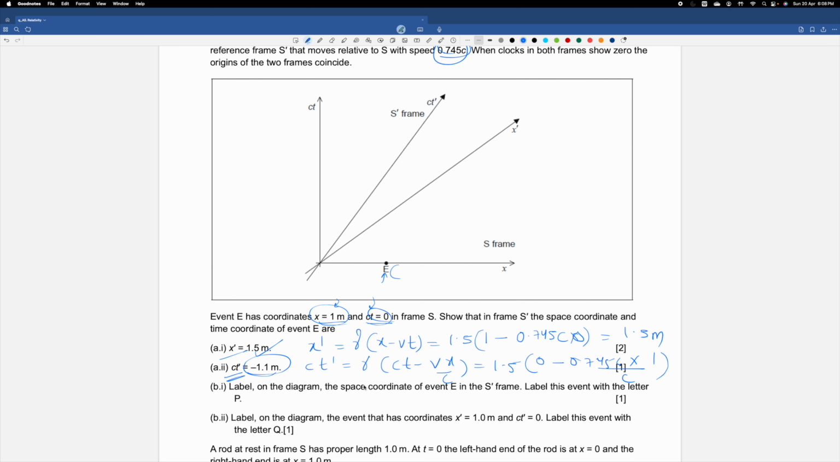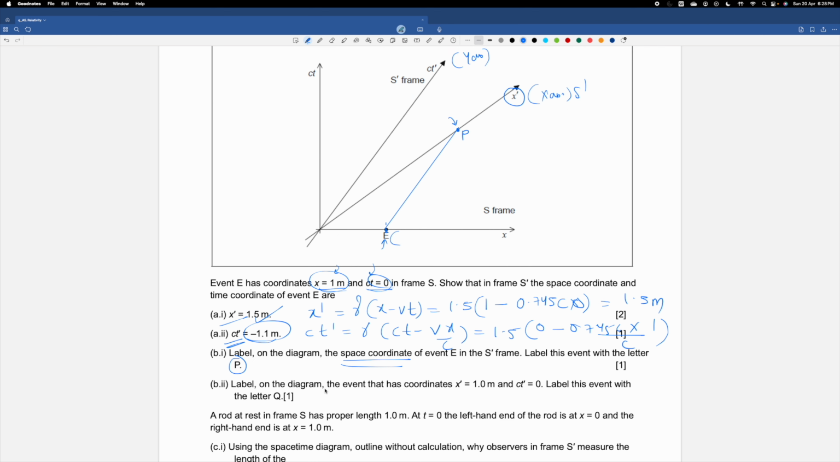Next, label on the diagram the space coordinate. When they say space coordinate, it means on the x prime axis. Label this event with the letter P. So I wanted to locate this event E on x prime, which is the x axis of S prime. I've drawn a line parallel to my y axis of S prime. So I'm going to draw a parallel line to my y axis, right? As you can see, this line and this line are parallel, and the point where the line intersects my x prime axis is where the coordinate P should be labeled.